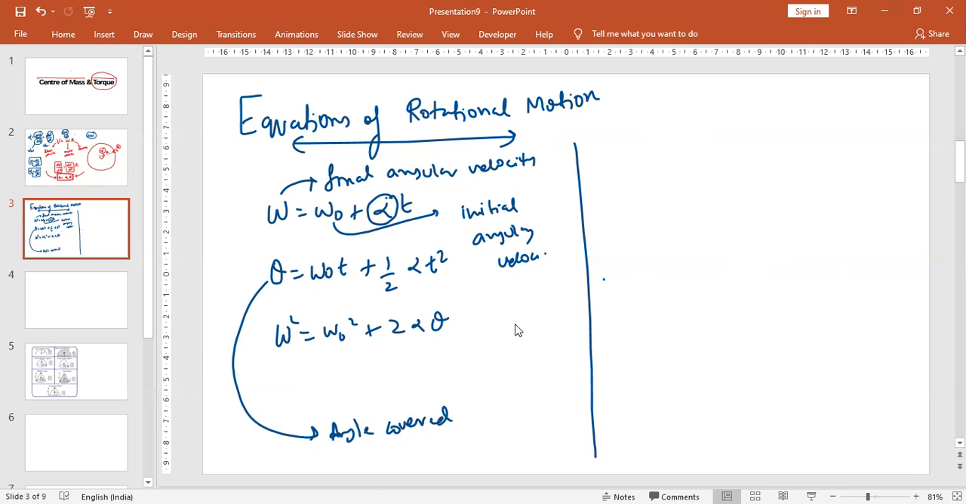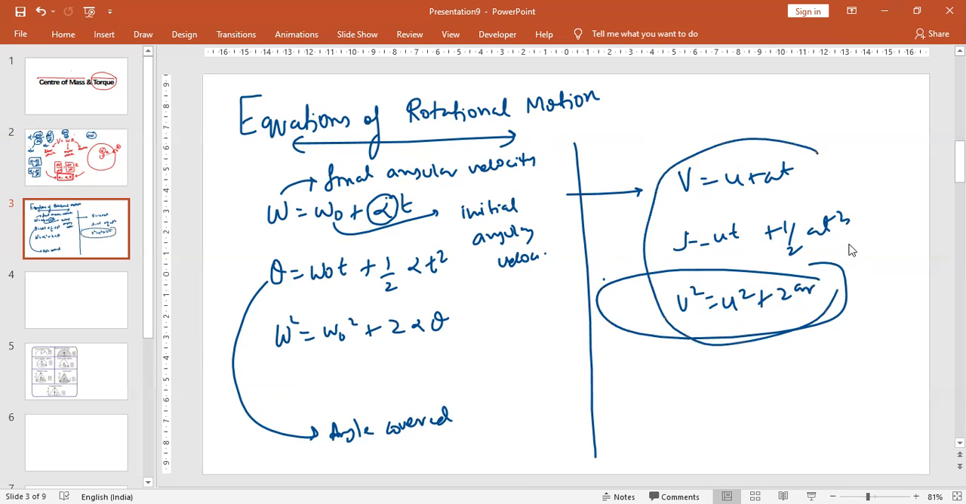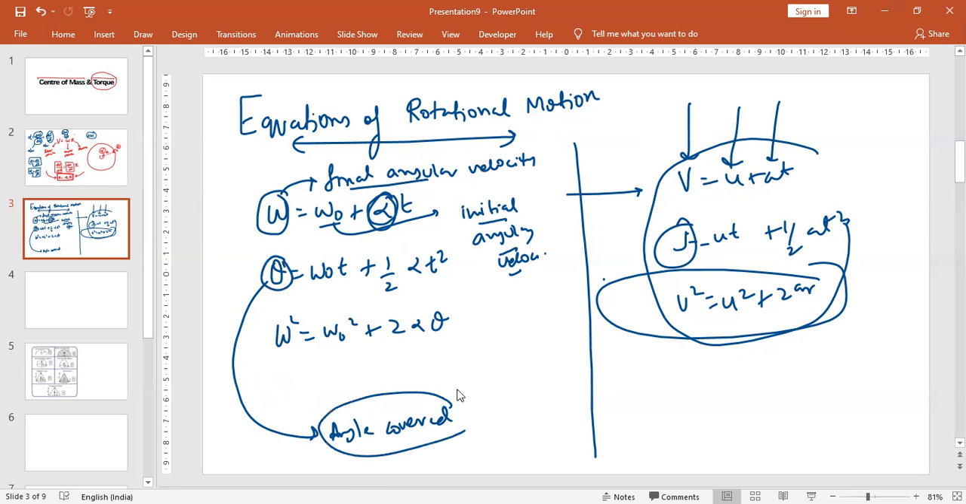Because in rotational motion, the particle is rotating, and in linear motion, the particle is translating. These equations are same like this equation, like v equal to u plus at, s is equal to ut plus half at square, and v square equal to u square plus 2as. So in linear motion, we basically have final velocity, initial velocity, acceleration, and displacement. And in rotational motion, on the place of v, we have omega, that is final angular velocity. We have omega naught, that is initial angular velocity. We have alpha, that is angular acceleration. We have theta, that is basically angle covered.